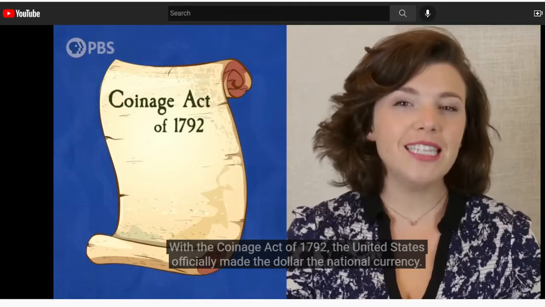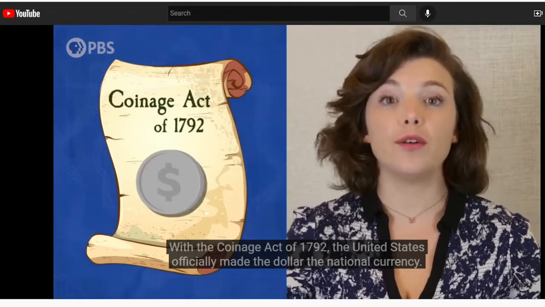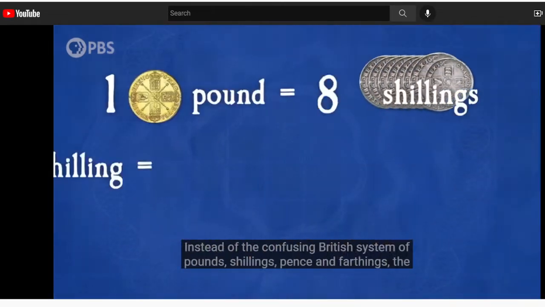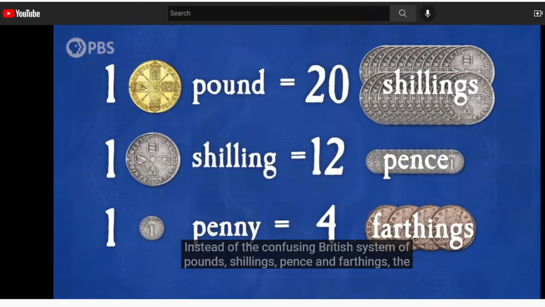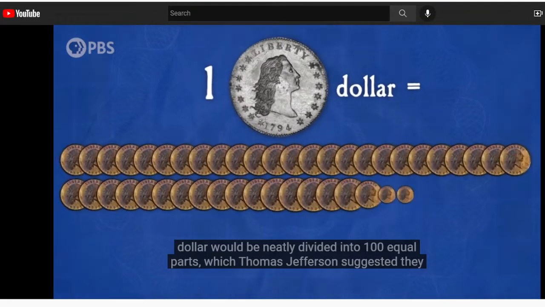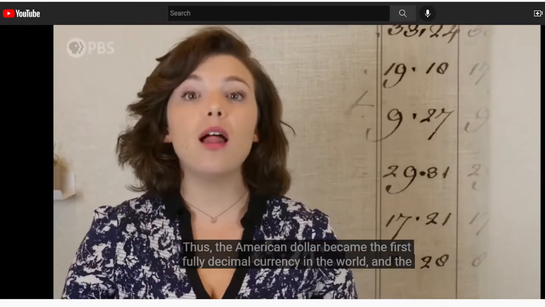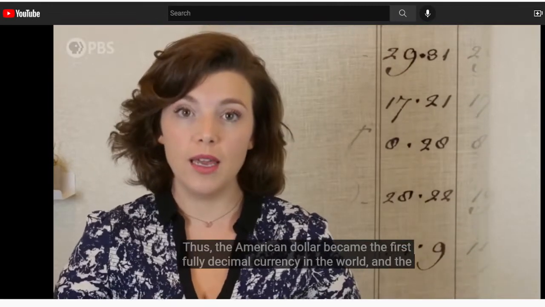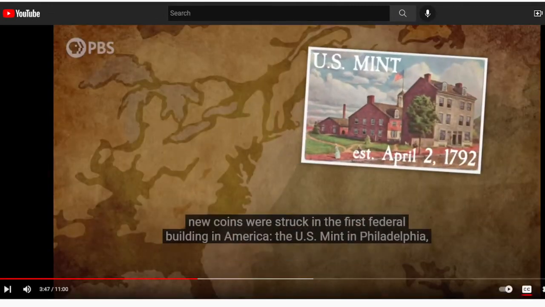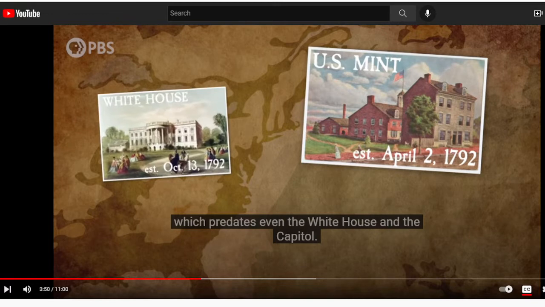With the Coinage Act of 1792, the United States officially made the dollar the national currency. Instead of the confusing British system of pounds, shillings, pence, and farthings, the dollar would be neatly divided into 100 equal parts, which Thomas Jefferson suggested they call cents after the Latin for 100. Thus, the American dollar became the first fully decimal currency in the world. And the new coins were struck in the first federal building in America, the U.S. Mint in Philadelphia, which predates even the White House and Capitol.